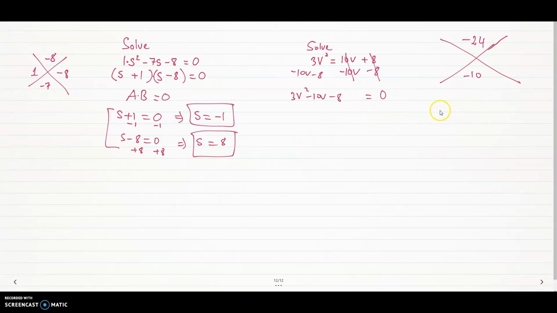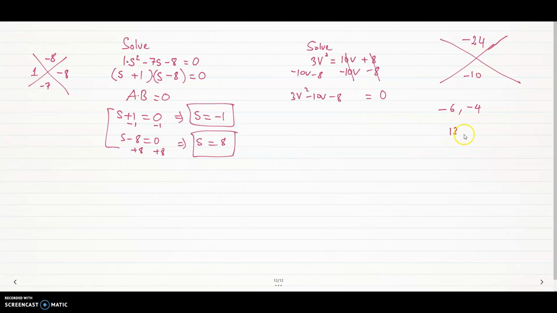So we can try a few. How about minus 6 and minus 4? Minus 6 times minus 4 is plus 24, not minus 24. Minus 6 add minus 4 is minus 10, but we don't get minus 24 here. So we need to do something else.